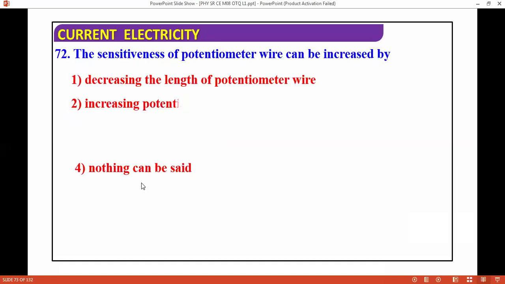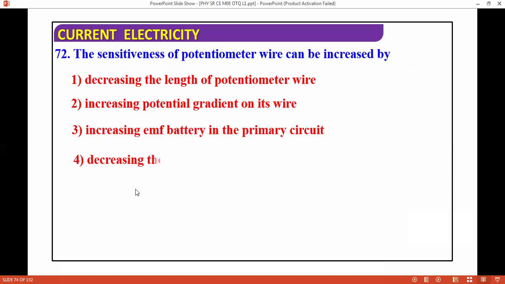The sensitiveness of a potentiometer wire can be increased by decreasing the potential gradient on its wire. This is a very good question. If you decrease the potential gradient, the sensitiveness of the potentiometer can be increased. Okay, now moving on to the next question.